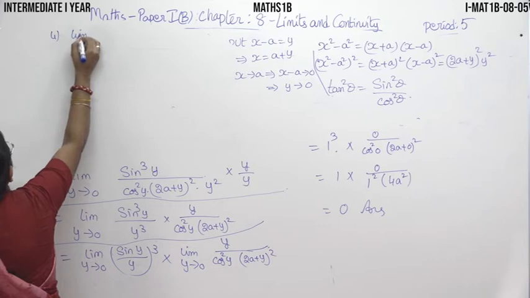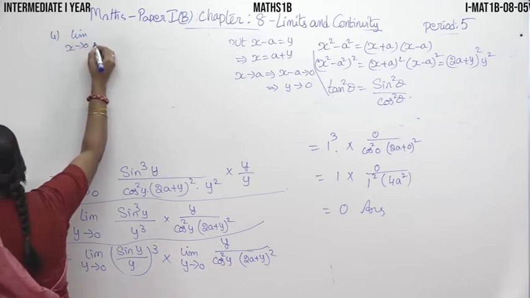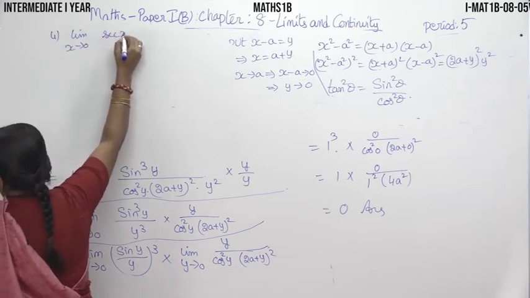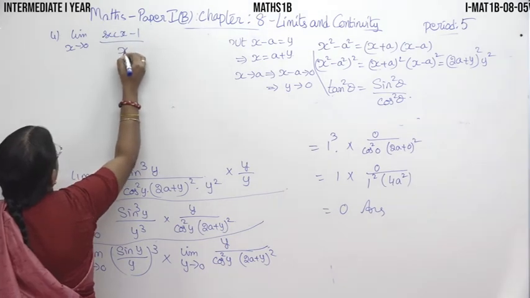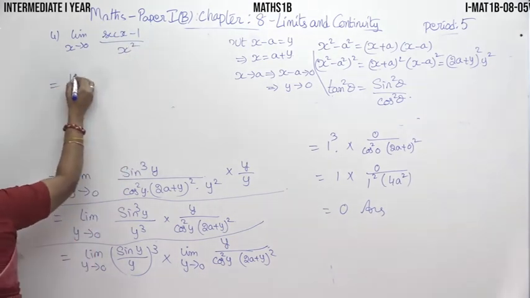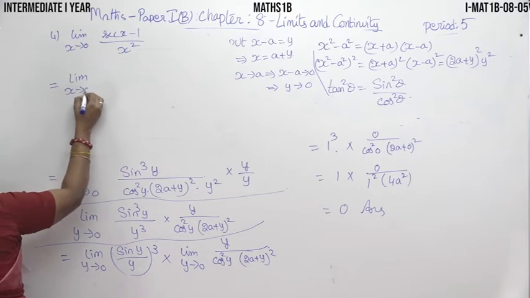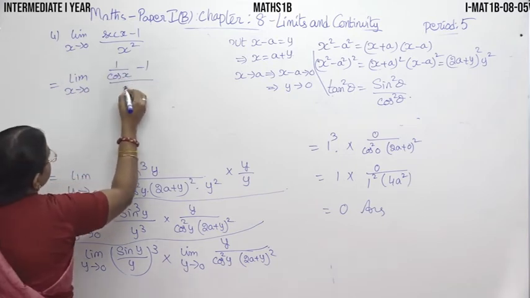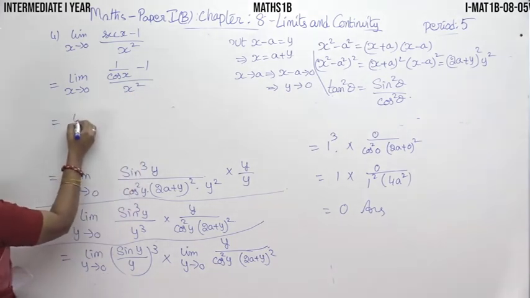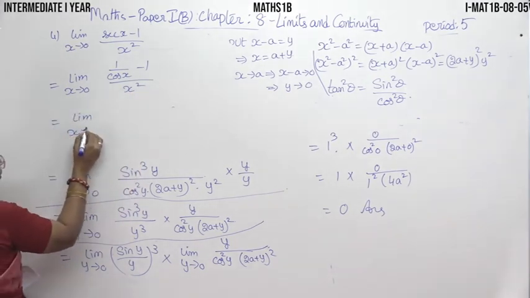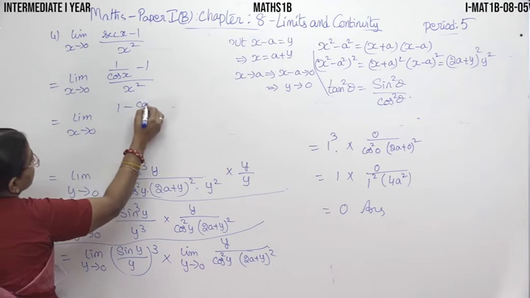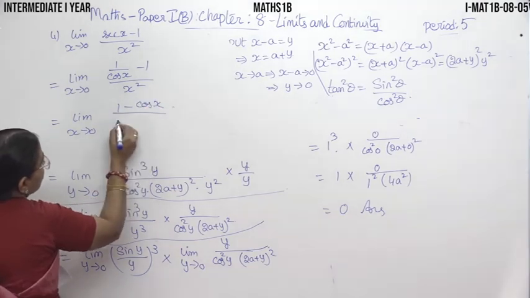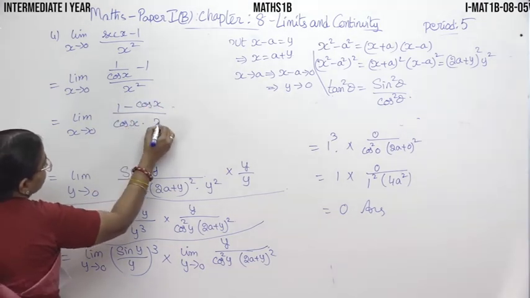Limit x tending to 0 of (secant x minus 1) by x square. Here we convert secant x to cos. So it is (1 by cos x minus 1) by x square. So it is limit x tending to 0 of (1 minus cos x) by (cos x into x square).